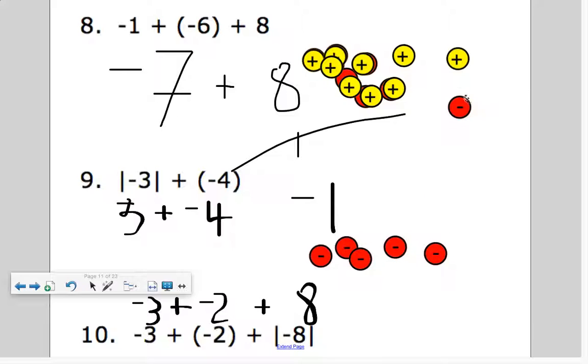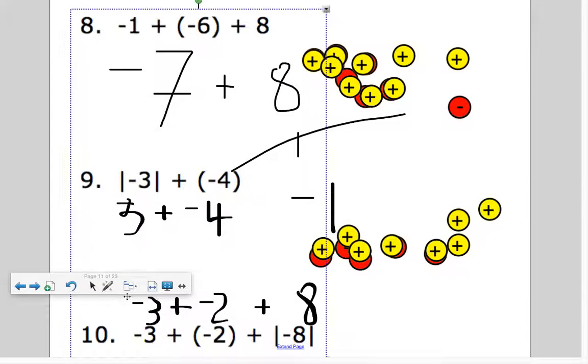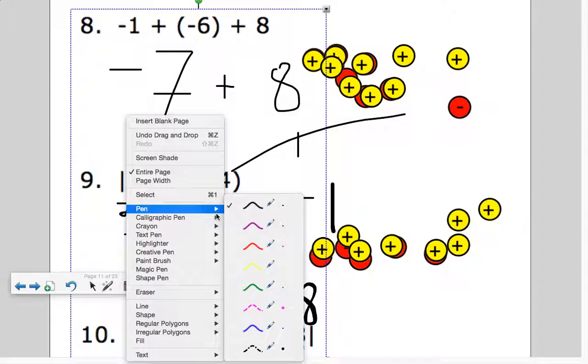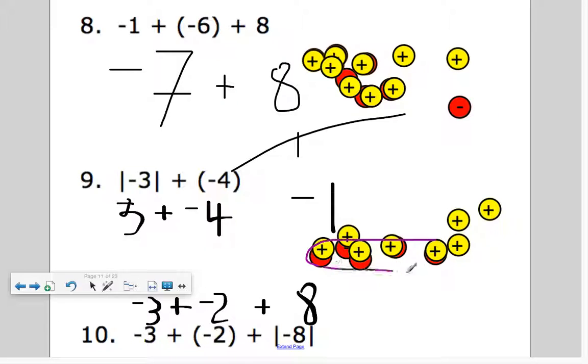And I put it together with 8 positives. 1, 2, 3, 4, 5, 6, 7, and 8. All of these are 0 pairs. I should mark them, so I know that those are 0 pairs. These are all 0 pairs. They all cancel out. So we are left with 3, or positive 3.